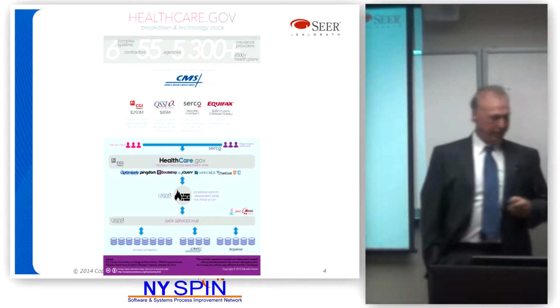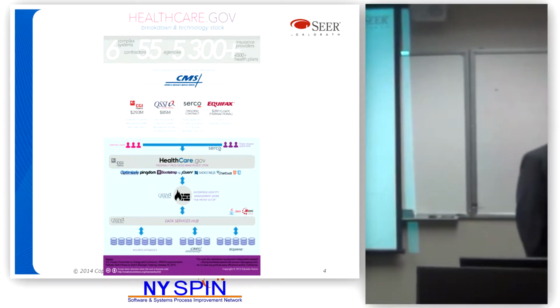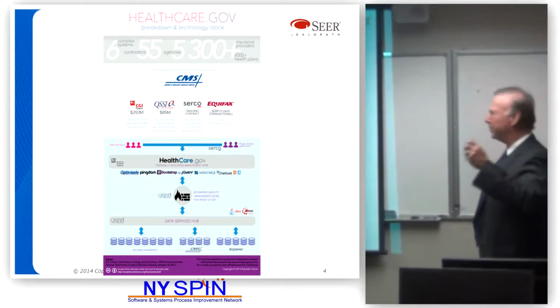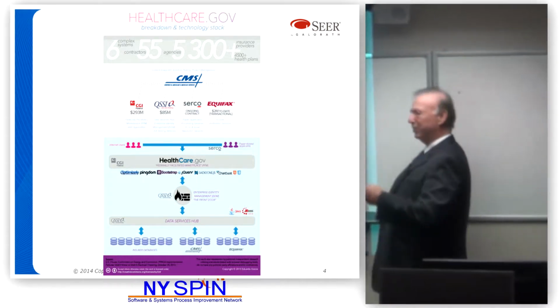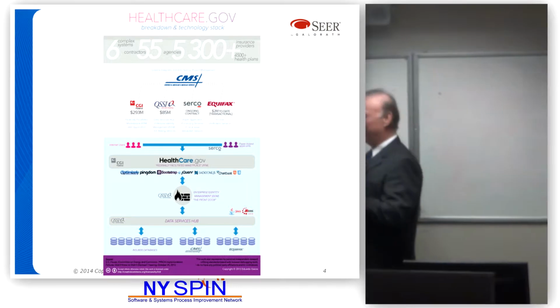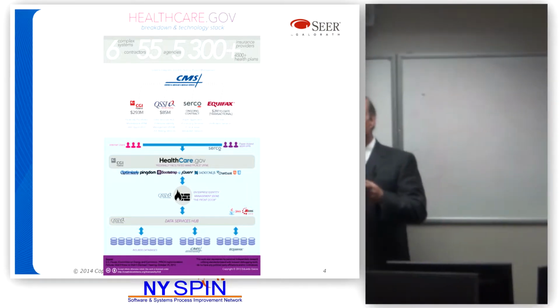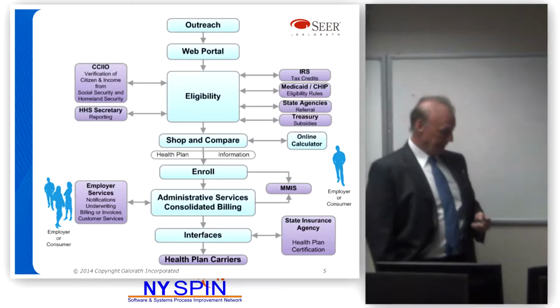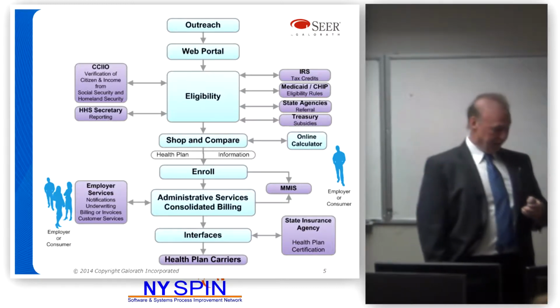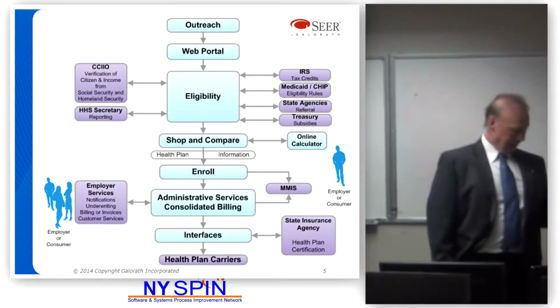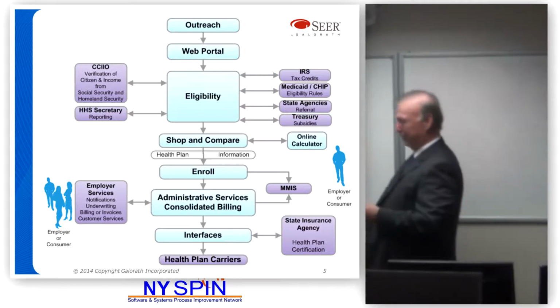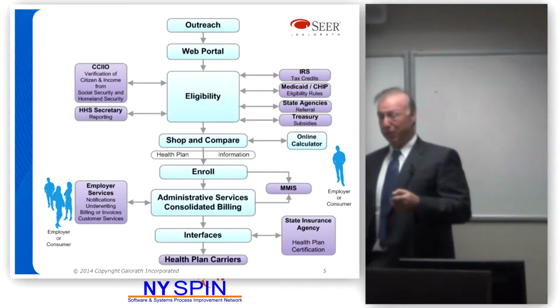They had a huge challenge, as you all know. They had six major systems, 55 contractors, and 3,000-plus different insurance providers that all had to work together. This is a big job. This is a very top-level definition of the system, and you can see all these different systems that have to communicate with others. Some of these are 50-year-old COBOL programs.